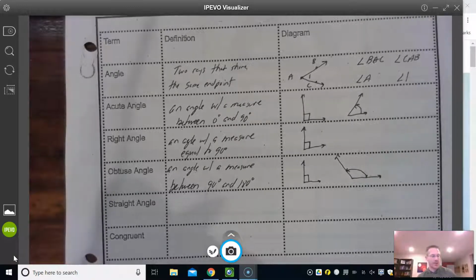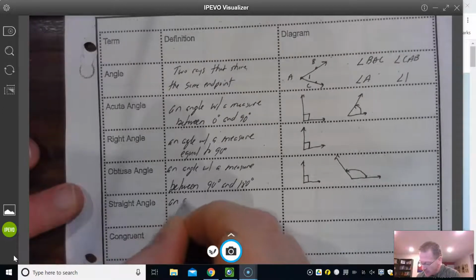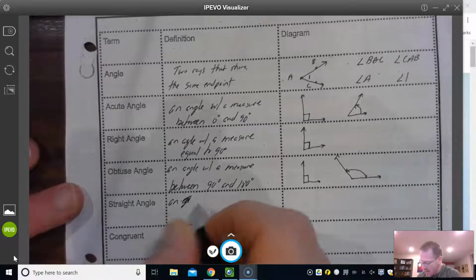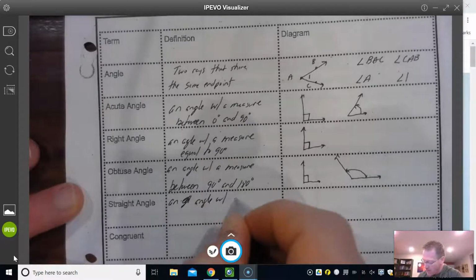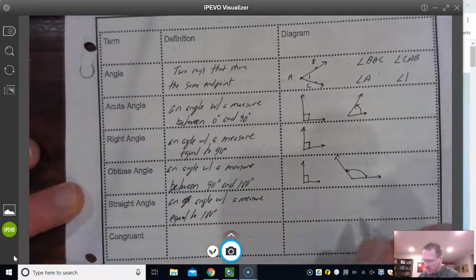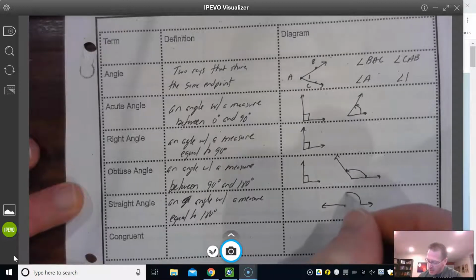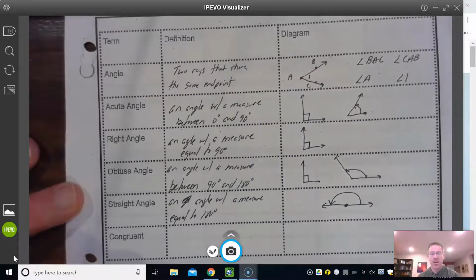Now, a straight angle is exactly what it seems, and that's actually a line. So a straight angle is an angle with a measure equal to 180 degrees. That makes sense. If we have a starting point here and I go this way, and then go the same opposite direction, we get to 180 degrees. That's going to be very important when we get something called a linear pair.